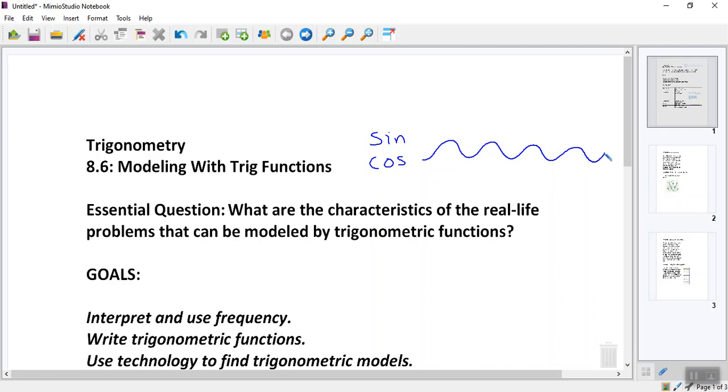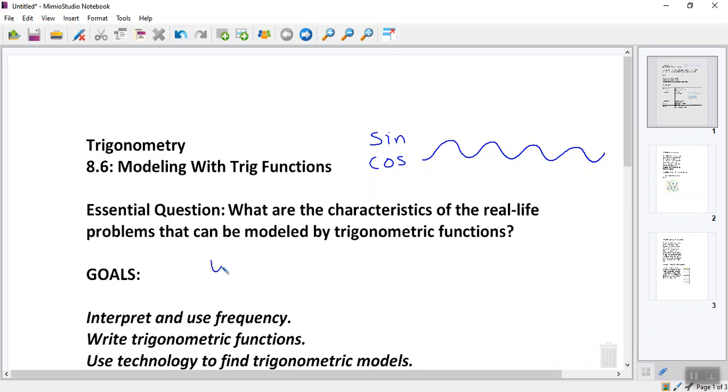I think we felt pretty confident with sine and cosine functions when we were working with them. Our job today is to take situations that they give, whether it's data points or a description of a graph, and try to model them with trig functions. The question is, what are the characteristics of the real life problems that can be modeled by trig functions? Realistically, this is what we're trying to do.